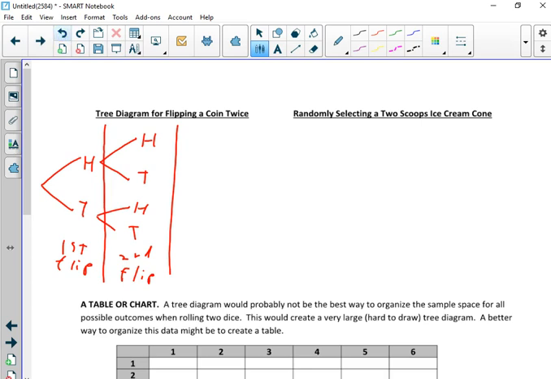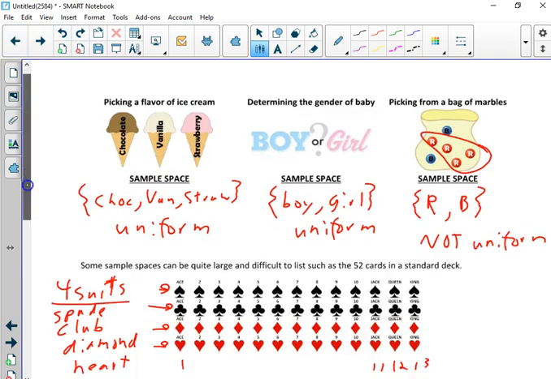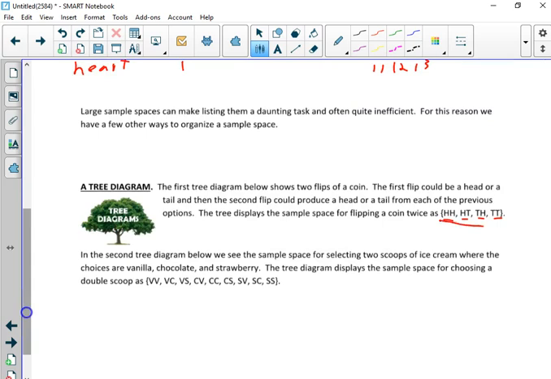We're only flipping it twice, so here's our outcome. Heads, heads, heads, tails, tails, heads, and tails, tails, which is what we referred to on the previous page right here.